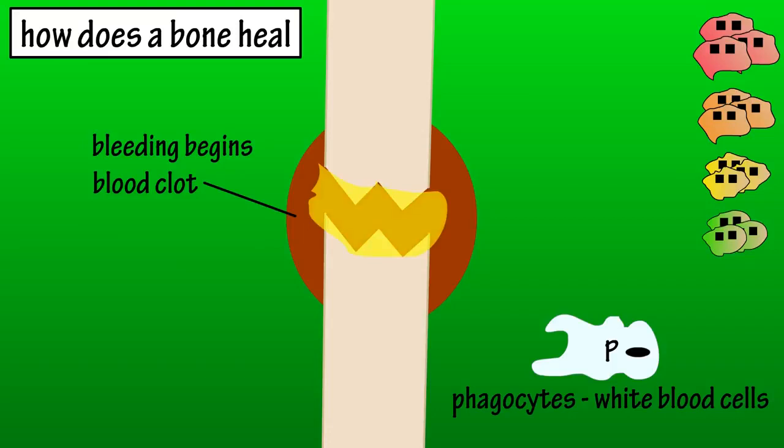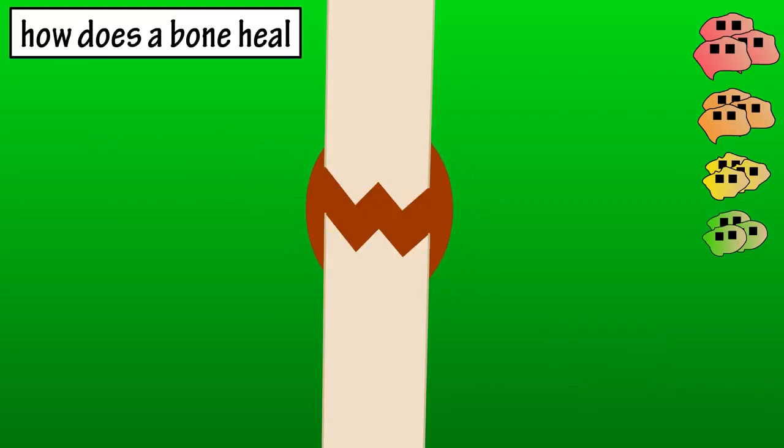Next, phagocytes, which are white blood cells, will come in and help clean up the area by removing dead cells and any germs that may have entered the area. As the blood clot reduces, osteoclasts appear and take care of dead bone fragments. Next, a fibrocartilaginous tissue is formed by the chondroblasts, which holds the broken ends together. The osteoblasts and fibroblasts also begin their work at this time as well.